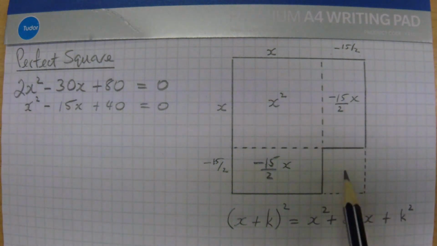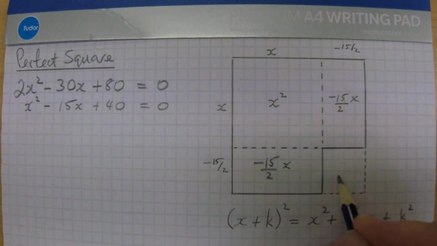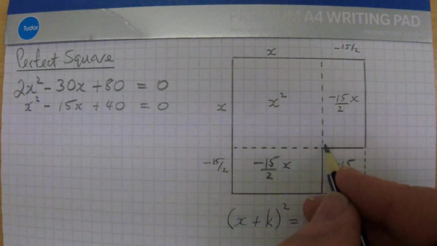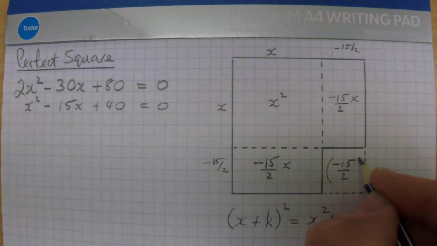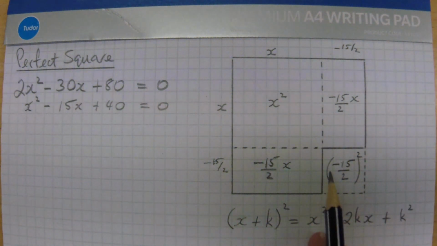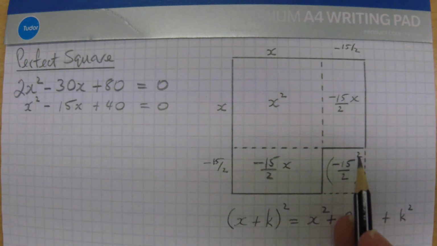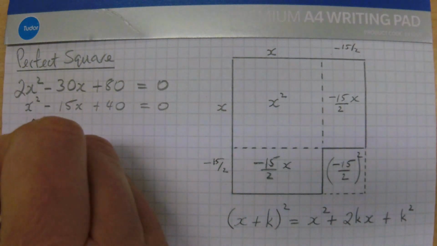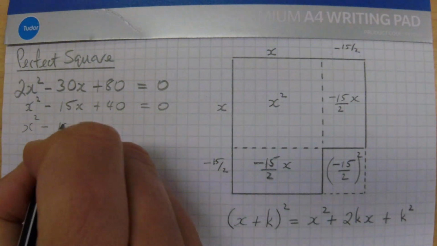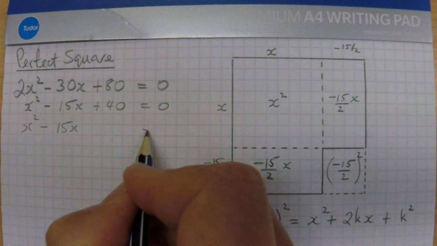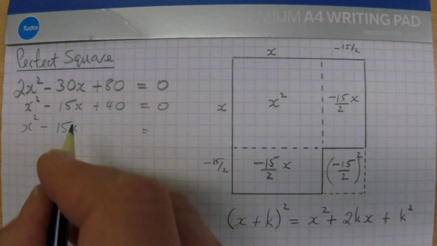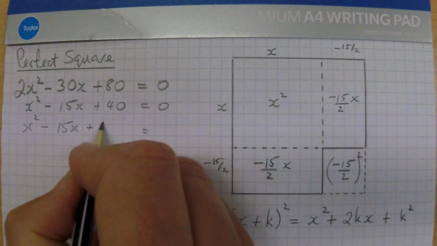The problem is, of course, the missing bit down here. The missing bit down here would be negative 15 over 2 for that length by negative 15 over 2 for that length. In other words, it's negative 15 over 2 squared. But that's not what we've got. We've got 40. If we want to complete the square, I will need to have a negative 15 over 2 squared added on at the end of this expression.